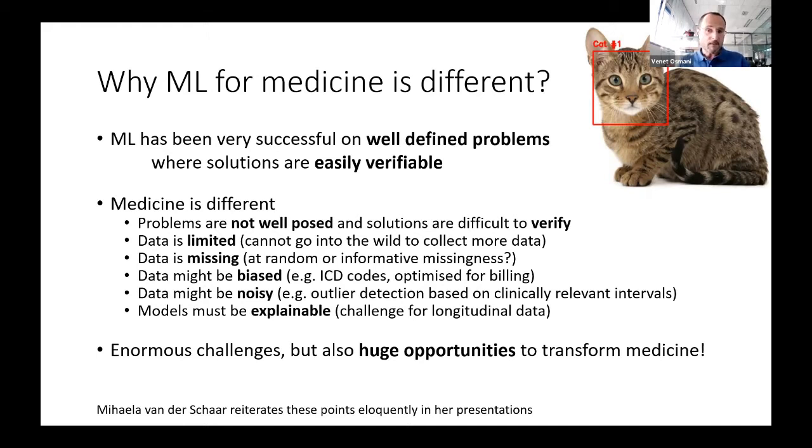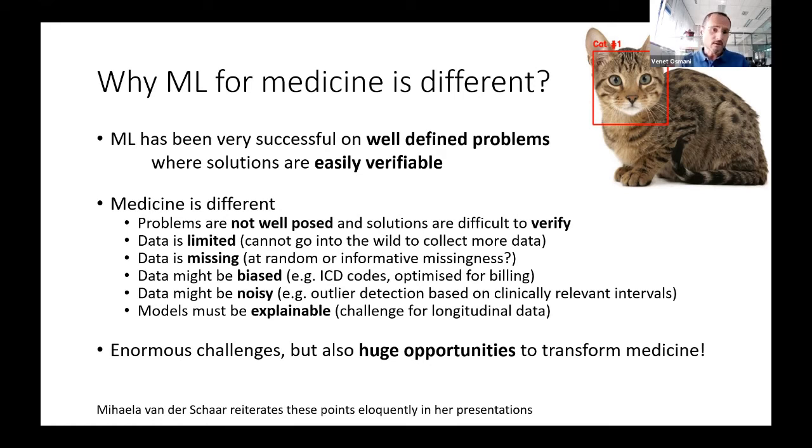Then data might be biased. Of course, this is true for many data sets in machine learning and AI in general. But especially in medicine, ICD codes sometimes are used for carrying out research, but these codes, in fact, are optimized for billing. And then data might be noisy. So if we want to do things like outlier detection, we cannot simply apply a formula, but it needs to be based on clinically relevant intervals for each variable. And also sometimes these intervals are not very well defined.